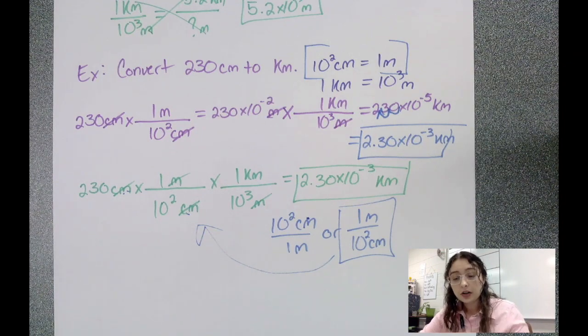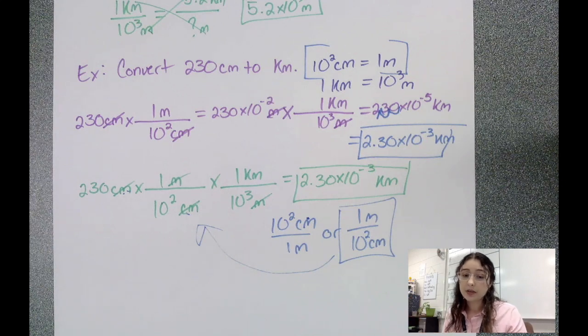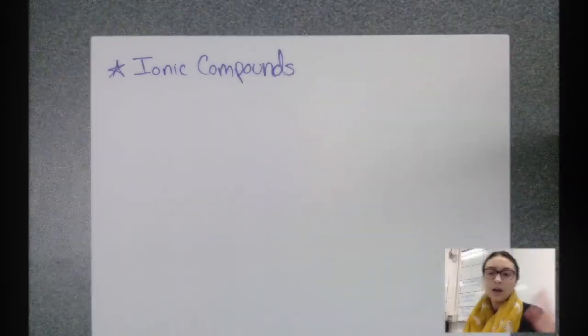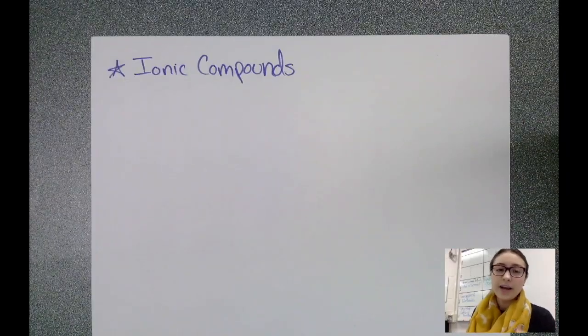Now let's talk about the really big topic that's going to be important and necessary right away with the very first thing we're doing in Chem B. Let's talk about naming compounds. All right, now let's talk about ionic compounds.